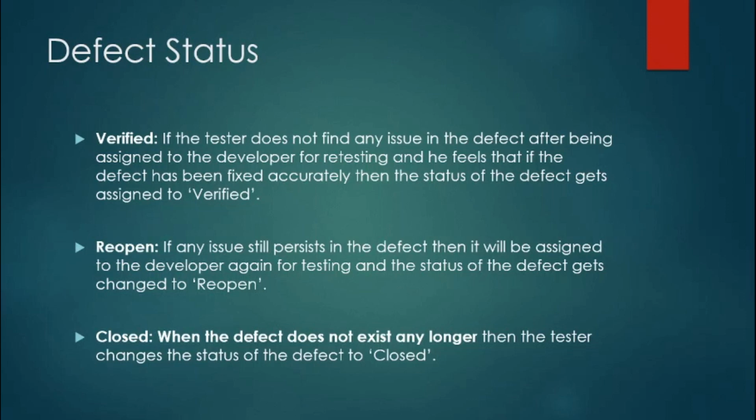Once the defect is in verified status and when the defect does not exist any longer, then the tester can change the status from verified to closed. Once the defect is in closed status, the bug life cycle ends here. But there are many other statuses as well.